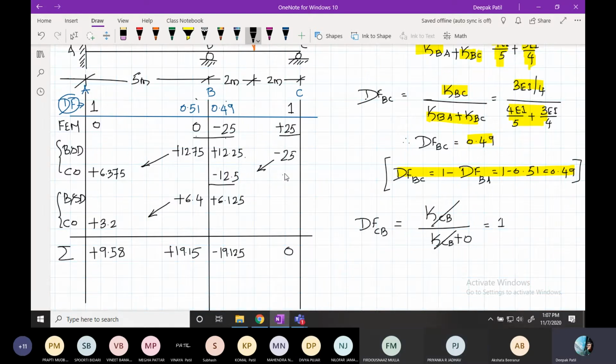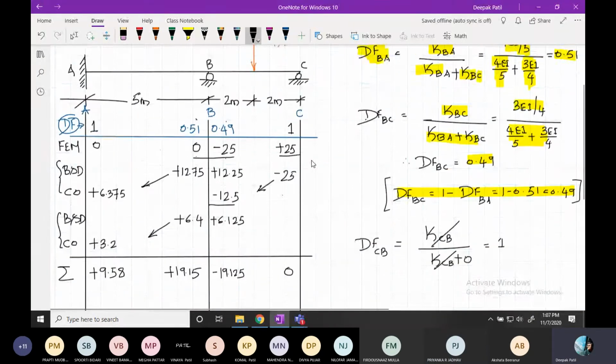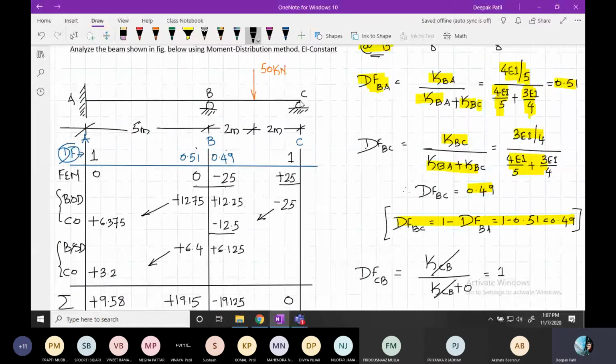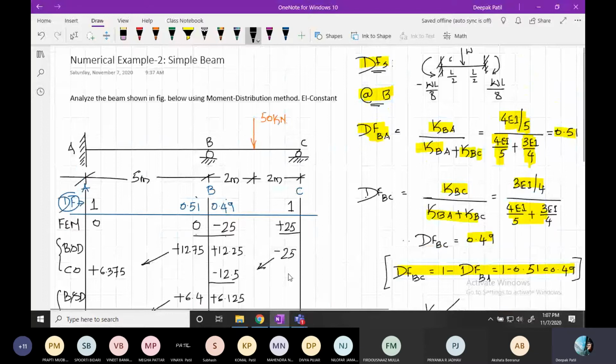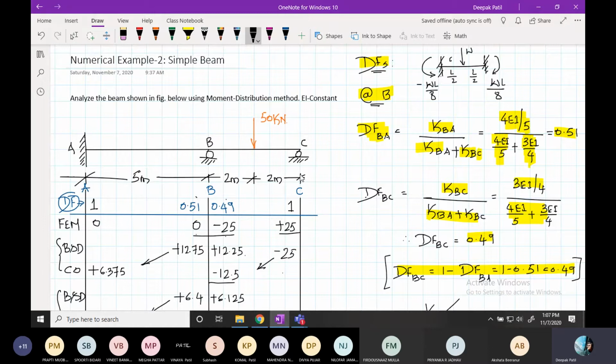And one more thing, what you can see here is when you add this column, you're getting 0. And if you see the actual support, C is a roller support. Before doing the calculations itself, you must be able to tell that moment MCB is 0. Do you agree? Since C is a roller support, MCB should be 0.